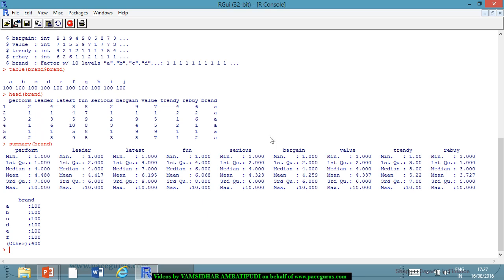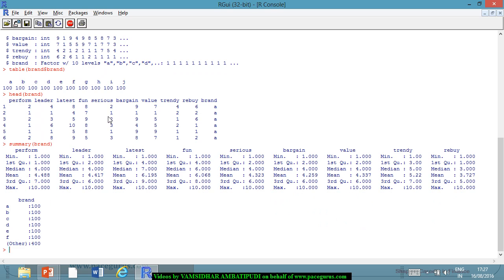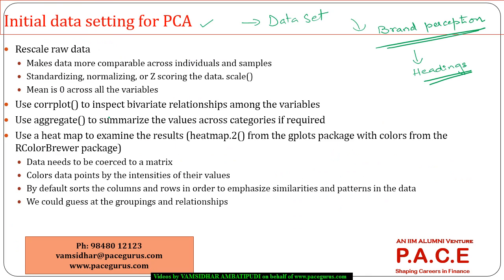Fun is also similar, right? The median values, bargain values, etc. So this is what is provided by the summary. All these ratings appear to be numerical, and I could see that the brand is formatted as a factor. The ratings are taken as integers and the brand is taken as a factor. So this is my initial data.